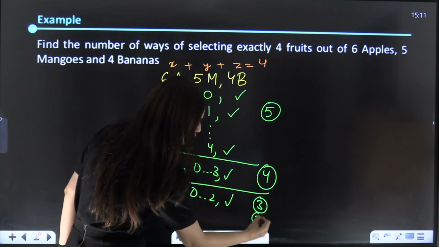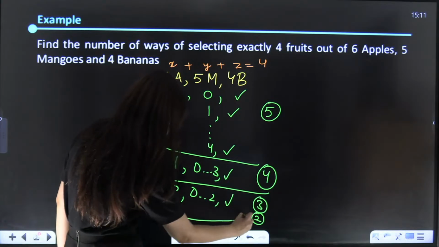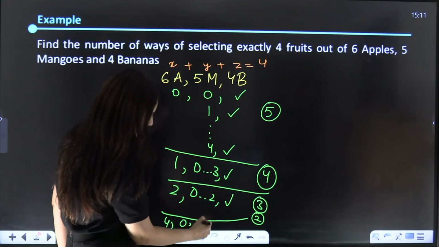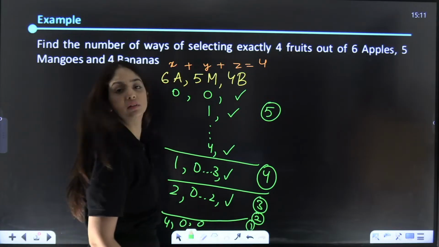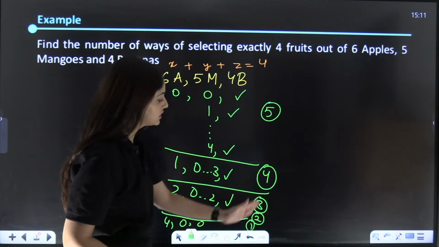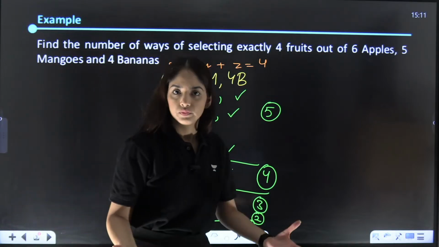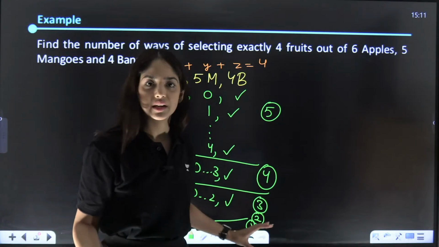The next it will be 2, and lastly once I fix it to be 4, then it will have to be 0, 0. So exactly one case possible. So how many cases in total are possible? 5 plus 4 plus 3 plus 2 plus 1. Because it's a small number, you can add them, we get 15.